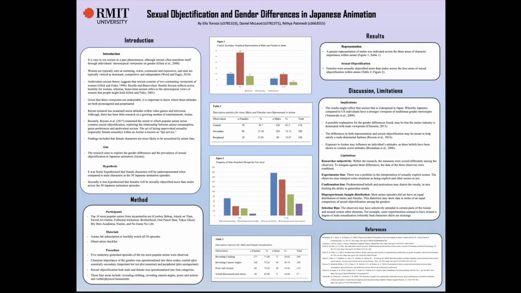Disproportionate sample distribution may have also skewed the data, due to the fact that the majority of episodes did not have an equal number of male and female characters. Lastly, selection bias may have limited the generalizability of the results due to the possibility of observers attending to certain details in the anime while missing other data.